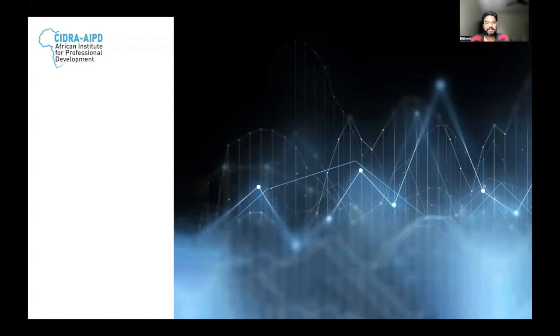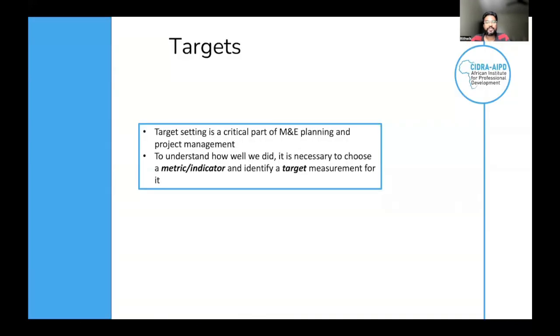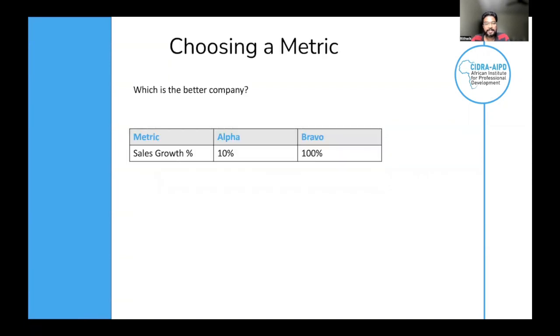With that in mind, let's start with targets. So like we said, it's very important to know where you are going to, what your goal is, and how you would know if you're making progress towards it. Or are you going astray, you're going off the road. So it becomes necessary to define what metric you would use and what target for that metric you would be using.